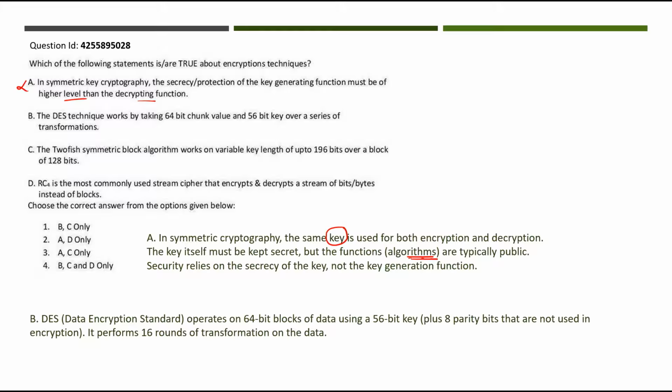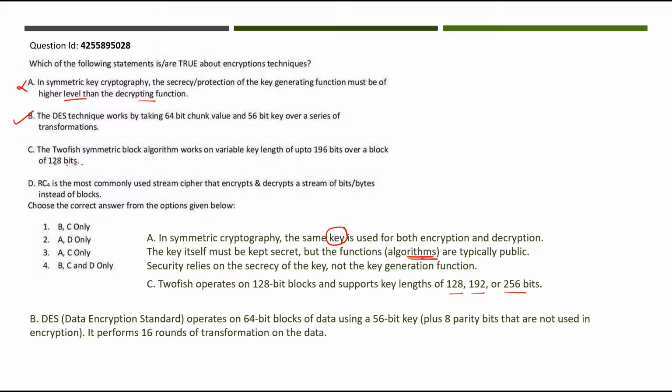It performs 16 rounds of transformation on the data. This statement is perfectly right. What about the Twofish symmetric block algorithm statement? It works on variable key length of up to 196 bits over a block of 128 bits. Let's check the statement. Twofish operates on 128-bit blocks. This is right, and it supports key lengths of 128, 192 or 256 bits.